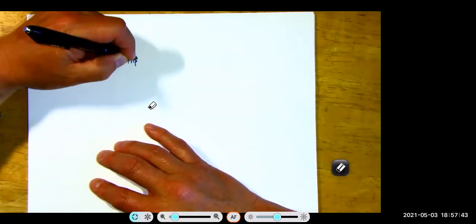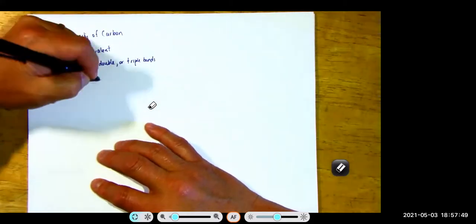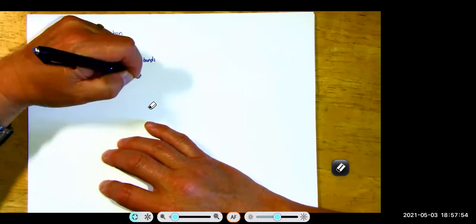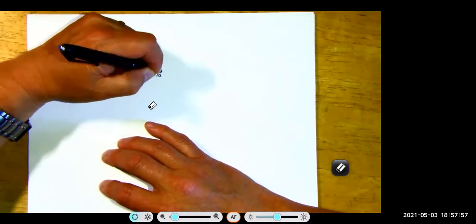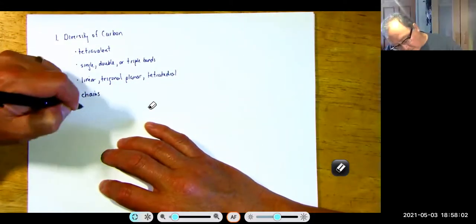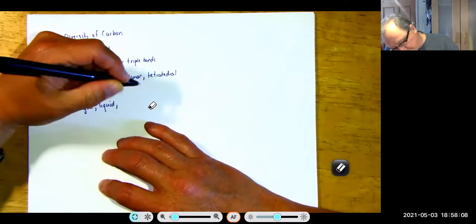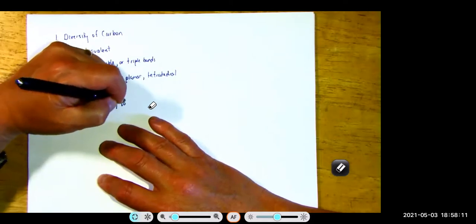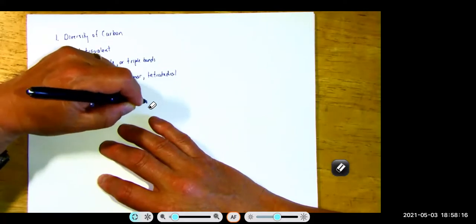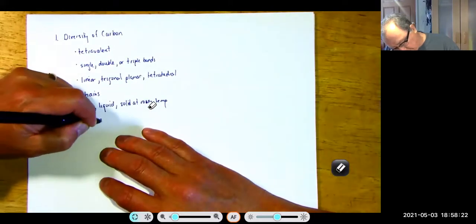It can be linear, trigonal planar, and tetrahedral. Right. It can form chains. It can be gas, liquid, and solid at room temperature, which is hugely important. They can be polar or non-polar. Right, we have polar and non-polar.